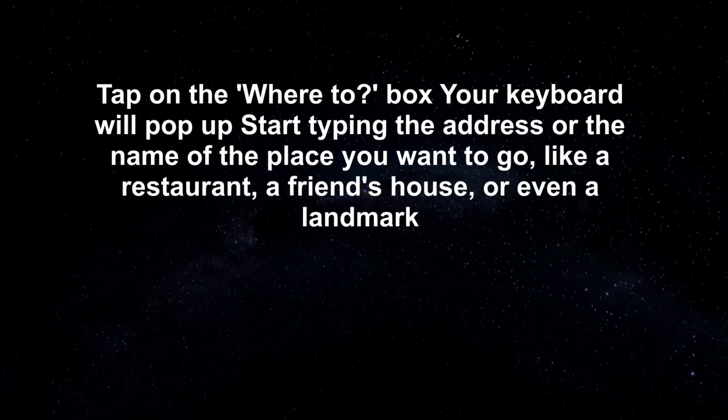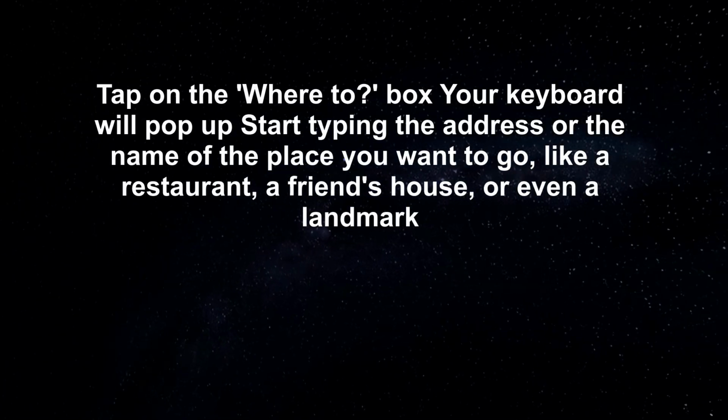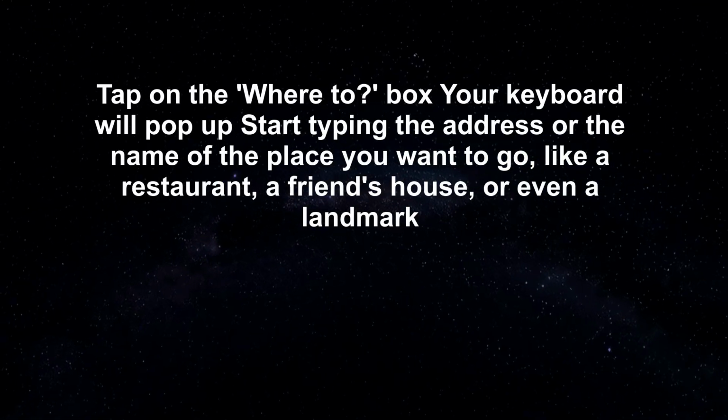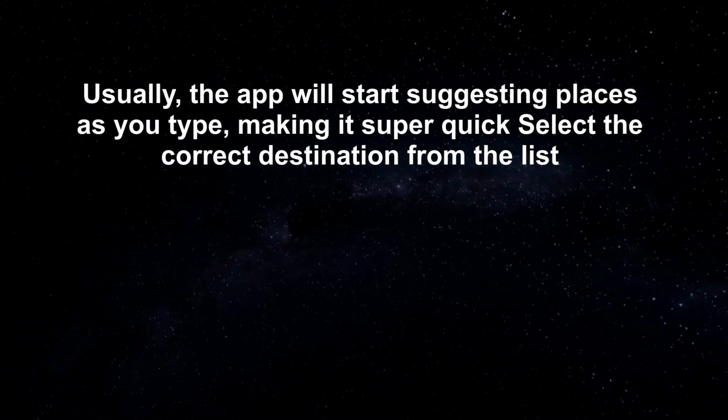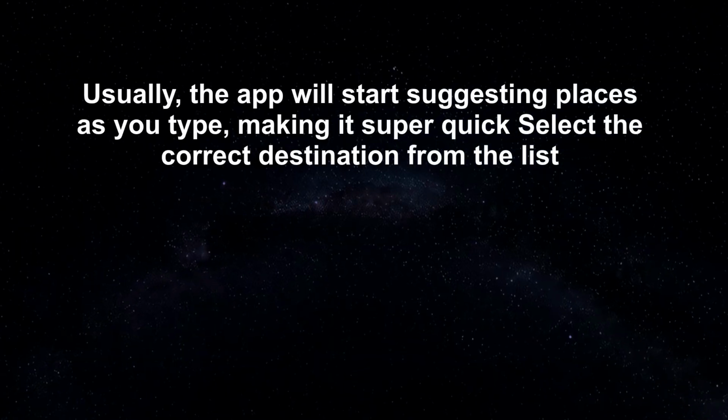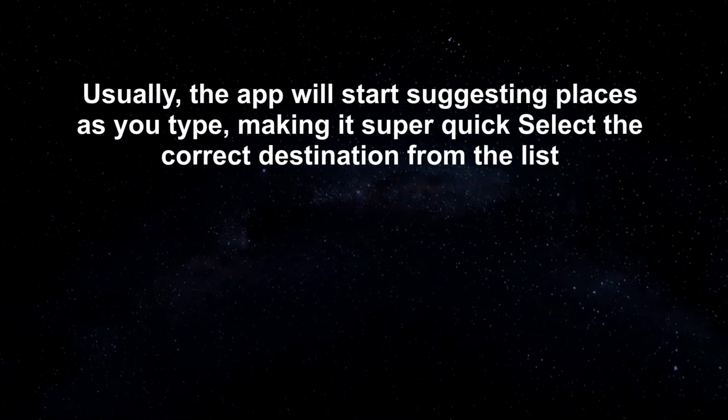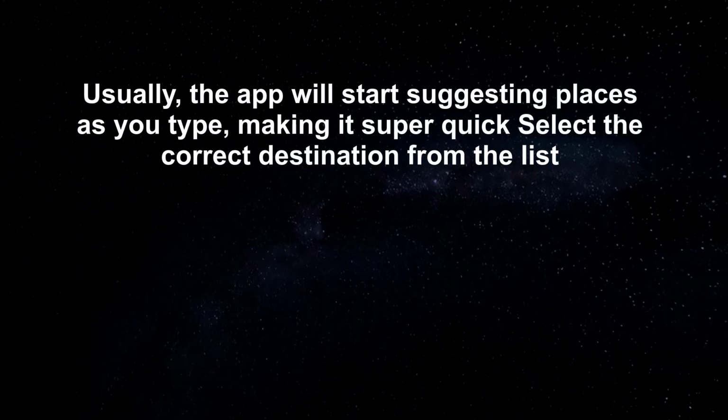Start typing the address or the name of the place you want to go, like a restaurant, a friend's house, or even a landmark. Usually, the app will start suggesting places as you type, making it super quick. Select the correct destination from the list.